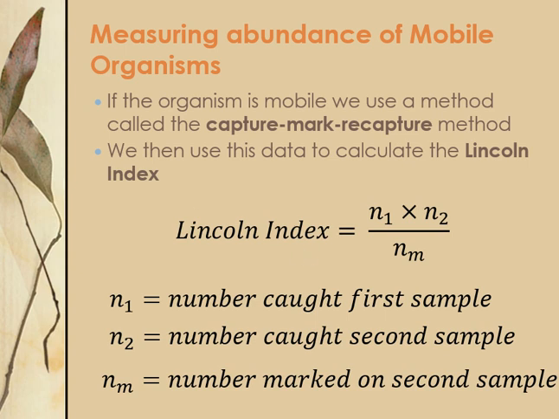Now, coming back to the formula, N1 is the number of the organisms which have been caught in the first attempt, or first capture, or the first sample. N2 is the number of organisms which have been caught in the second sample. NM is the number marked in the second sample.